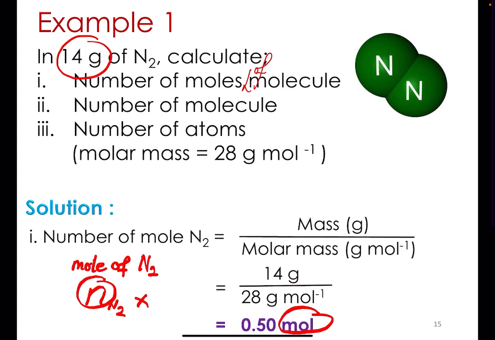So we want to try avoiding that in your answer scheme. Okay, next one. Let's get to example 1. Question number 2, Roman. You have to calculate the number of molecules. So, number of molecules, as usual, kena compare dengan awak punya Avogadro's constant.